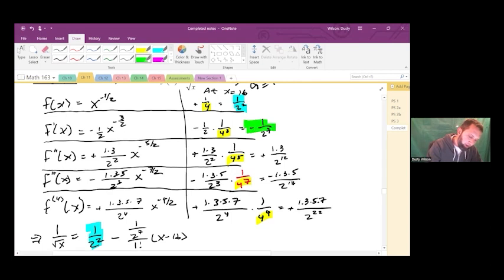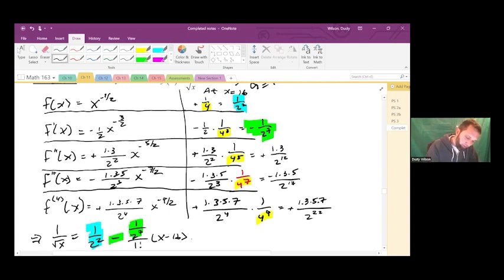So this right here is the negative 1 over 2 to the 7th. That's that part of the coefficient. And then we have the 1 factorial from the Taylor series formula. We have the x minus 16 from the Taylor series formula.